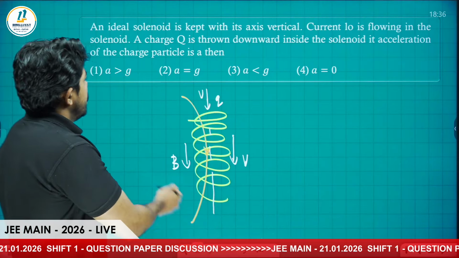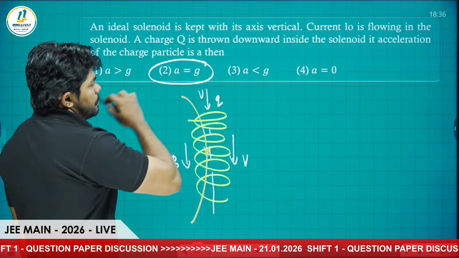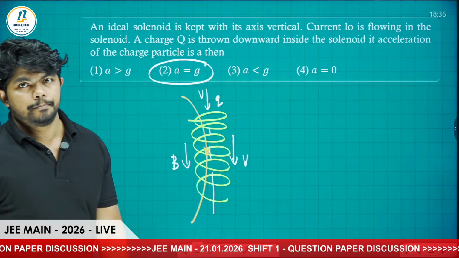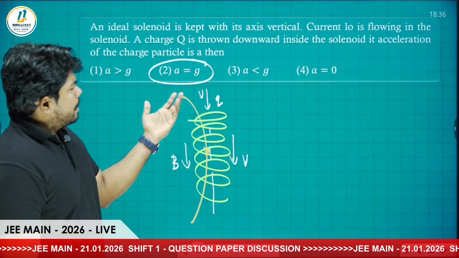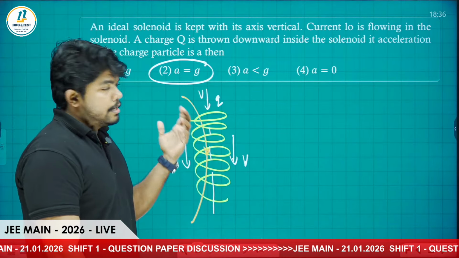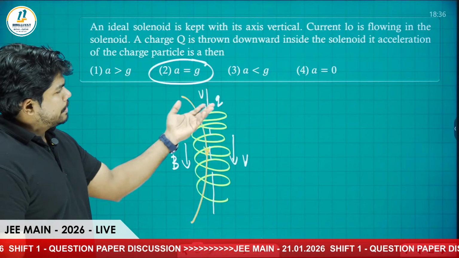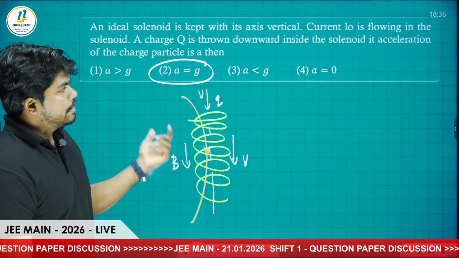So obviously this charge is just free falling. If it is free falling, what is the acceleration? Acceleration will be equal to g. That will be the case. So this is the idea, we can use it here. I hope you have done this question before, because it's a typical question that can be asked from magnetism.